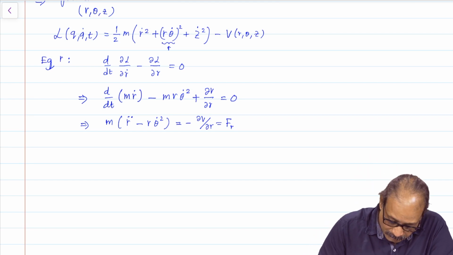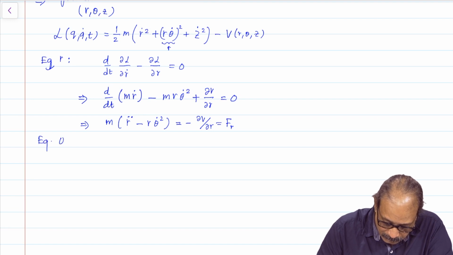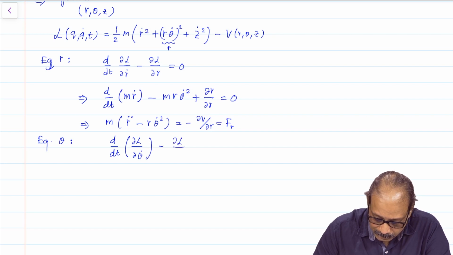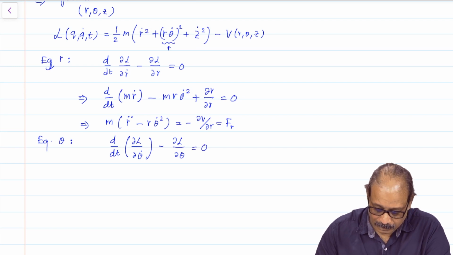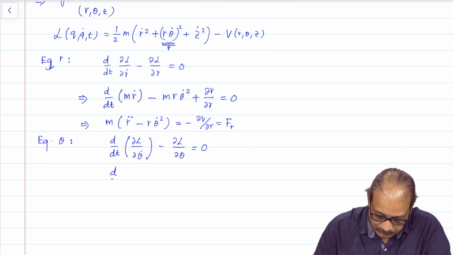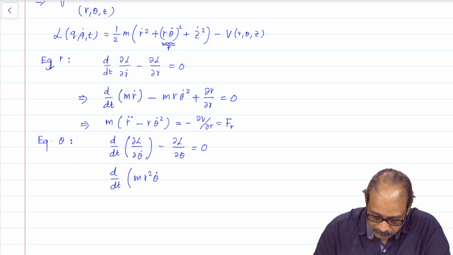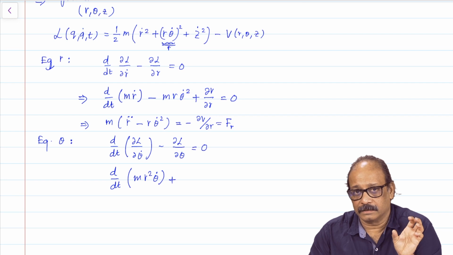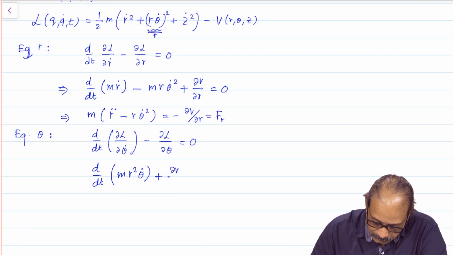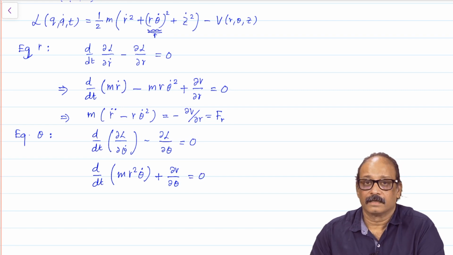What about the theta equation? Okay. So, let us derive this theta equation too. The equation for theta is d by dt of del L over del theta dot, minus del L over del theta, and this must be equal to 0, and calculate this. So, theta dot only appears in the second term here. So, this will be equal to d by dt of, so, m R square theta dot, and plus, now remember theta does not appear in the kinetic energy part, theta only appears in the potential part. So, this will be equal to del V by del theta equal to 0.